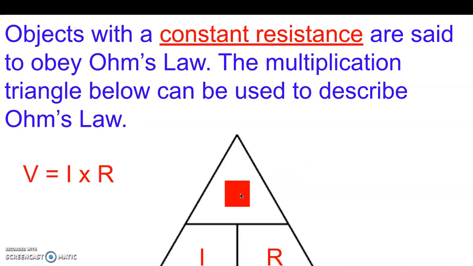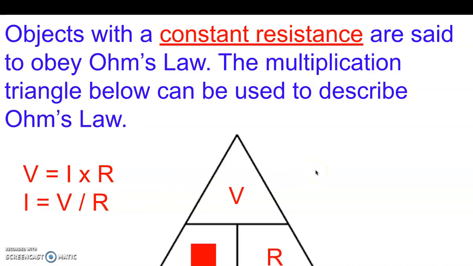So I'm going to cover up voltage. You can see I and R are left on bottom, and they're right next to each other, so that means multiply. So V equals I times R. If instead you wanted to solve for the current, you'll cover up current, cover up I. V and R are left. Since V is on top of R, that means we're going to take V and divide by R. So I equals V divided by R.